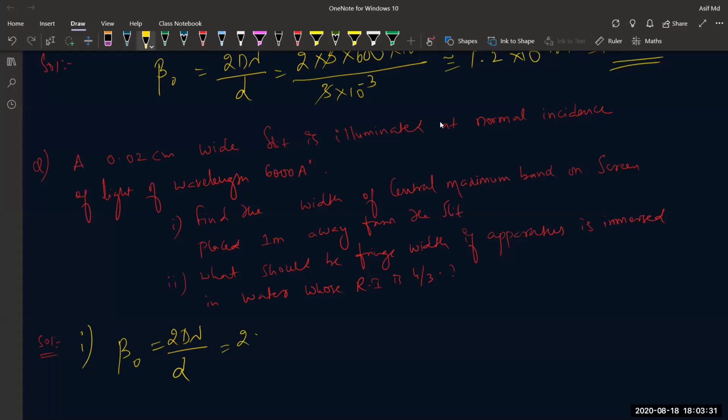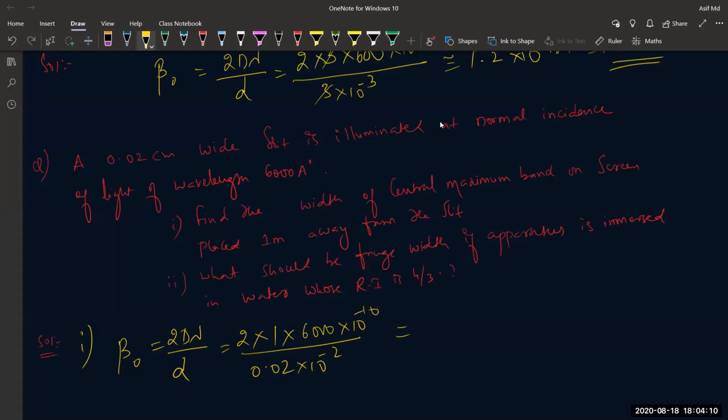So that is equals to 2, kept at a distance of 1 meter. Wavelength is given as 6000 angstroms, so 6000 into 10 to the power of minus 10 meters divided by small d. Small d is 0.02 centimeter, so that will become 0.02 into 10 to the power of minus 2. Then the powers cancel out. 10 to the power of minus 10 and the 10 to the power of minus 2 in the denominator, it will become 10 to the power of 12, then it goes off. So this will come as 2 divided by this.